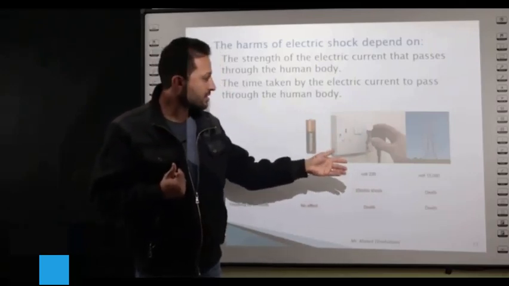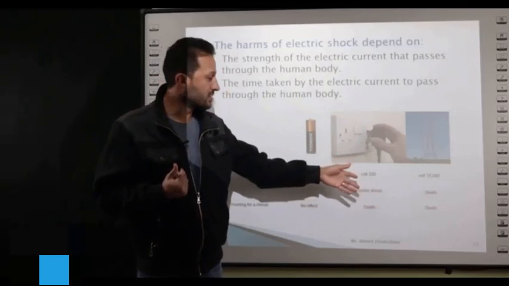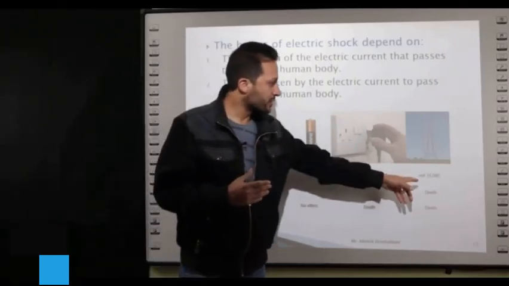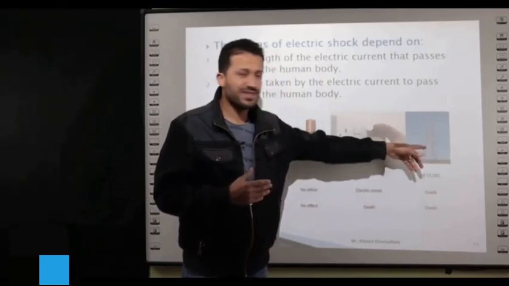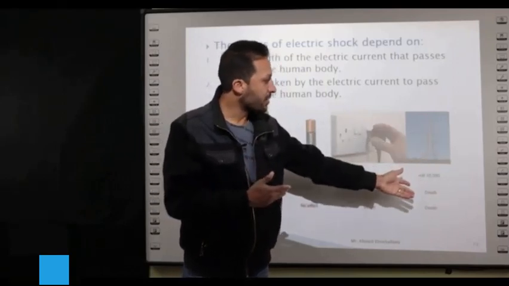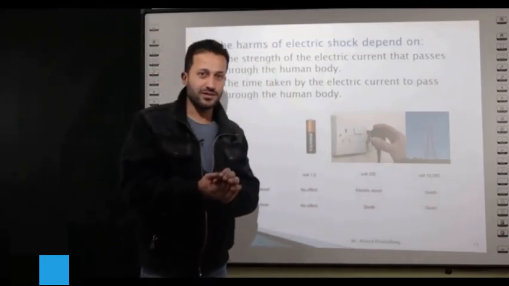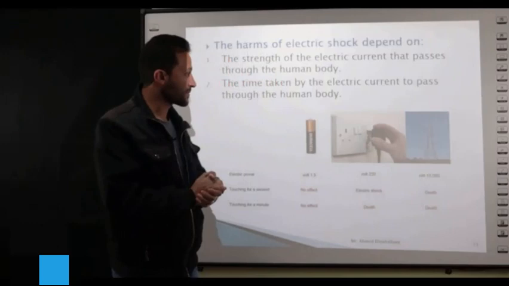in our house, 220 volt, will cause a large damage. And of course, if we touch an electric wire found in the street with a power of 10,000 volt, of course we will die before we can feel it.